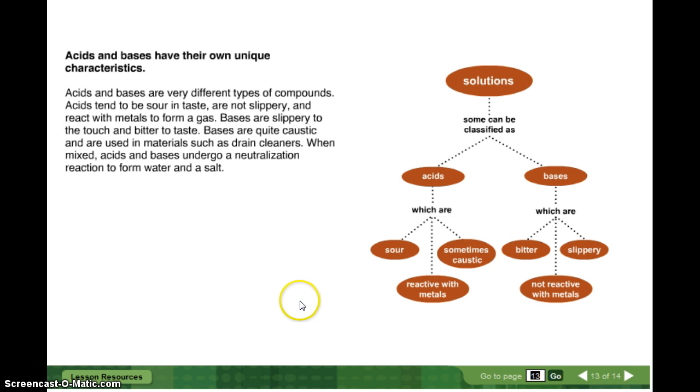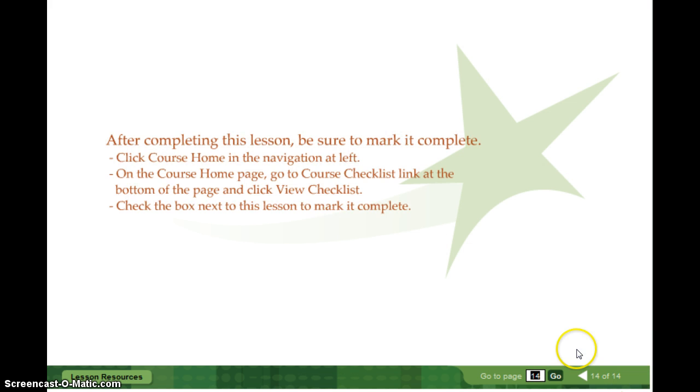Acids and bases have their own unique characteristics. Acids and bases are very different types of compounds. Acids tend to be sour in taste, are not slippery, and react with metals to form a gas, specifically hydrogen gas. Bases are slippery to the touch and bitter to taste. Bases are quite caustic, they can burn the skin, and are used in materials such as drain cleaners. When mixed, acids and bases undergo a neutralization reaction to form water and a salt. Solutions can be classified as acids, which are sour, reactive with metals, sometimes caustic. Solutions can be classified as bases, which are bitter, slippery, and not reactive with metals. And that is it for this lesson.